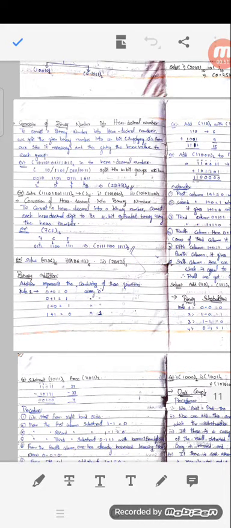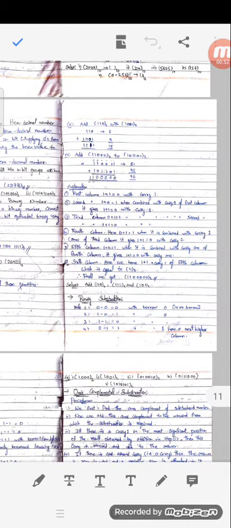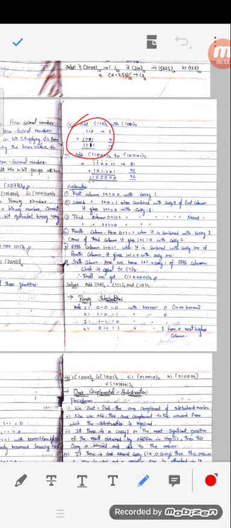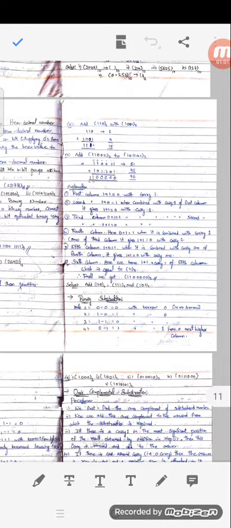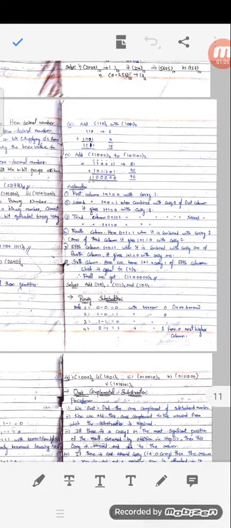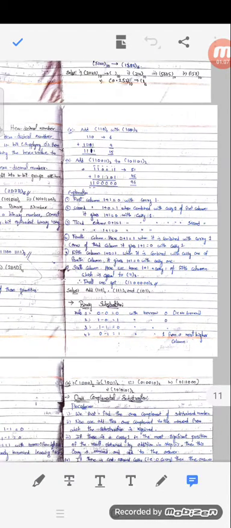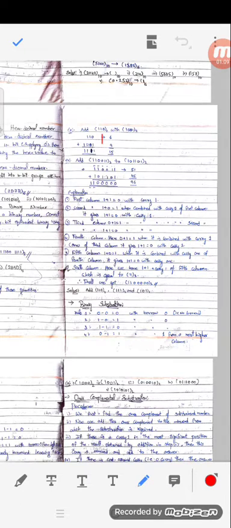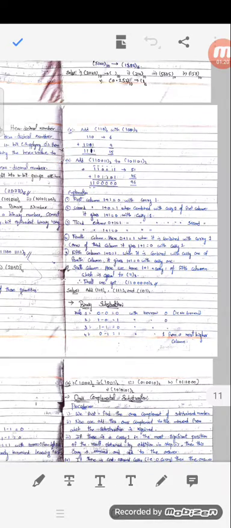If the question is to add 110 with 1001, what do we do? 110 added with 1001. Now make the addition. 0 plus 1 is 1. 1 plus 0 is 1. 1 plus 0 is 1. And 1, 1. So how will the result be? 1, 1, 1, 1.